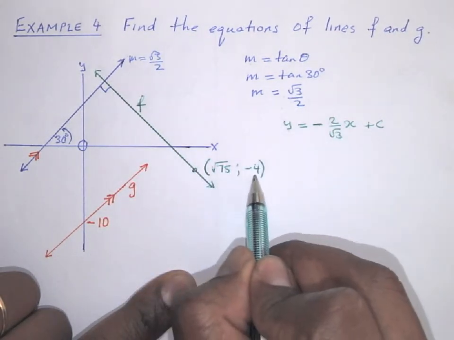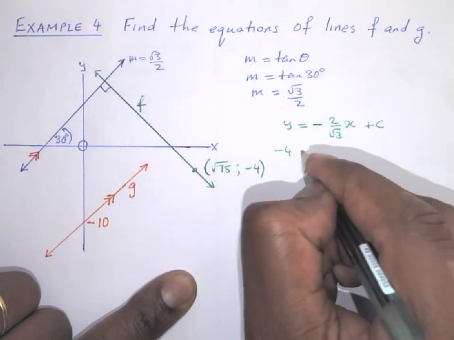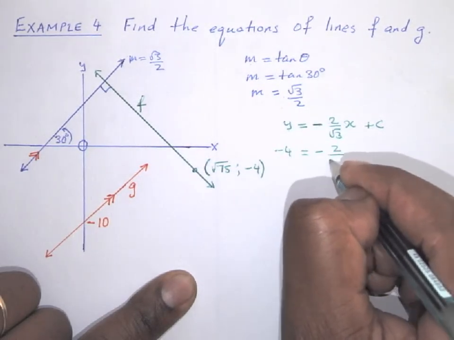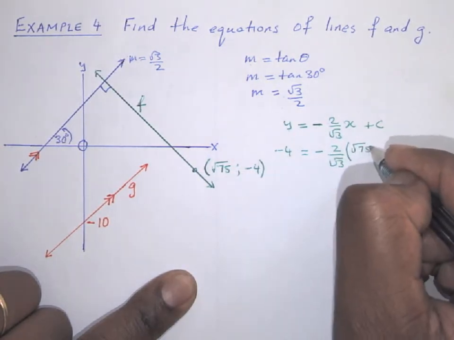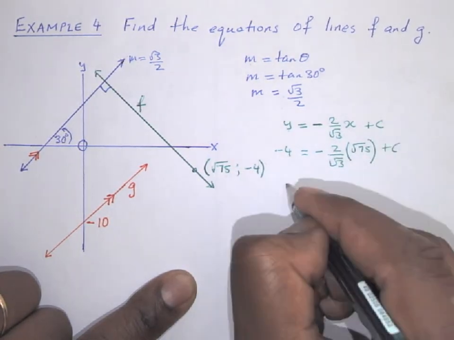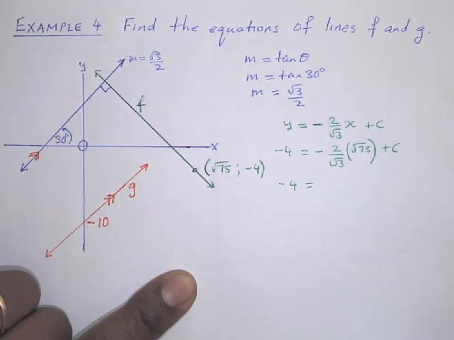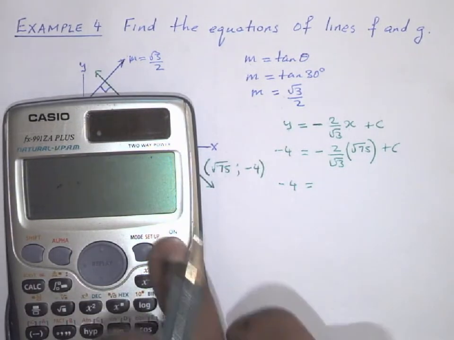Here is the point. The y value is minus 4. Minus 4 is equal to minus 2 over root 3. Then I substitute the x value, square root of 75, then plus c. So minus 4 is equal to, if you've got a calculator, you can get this answer here. So what is it?